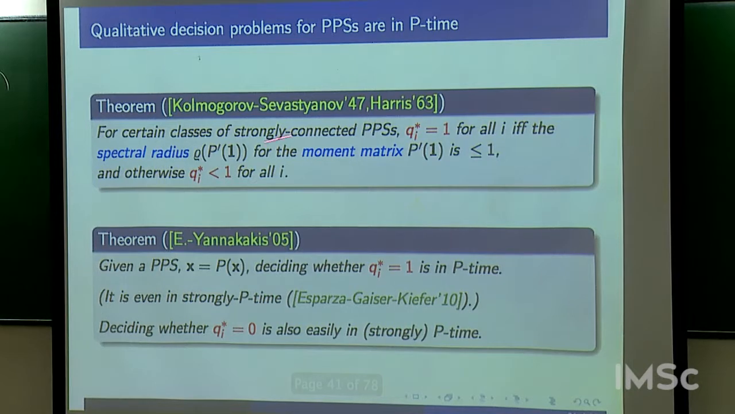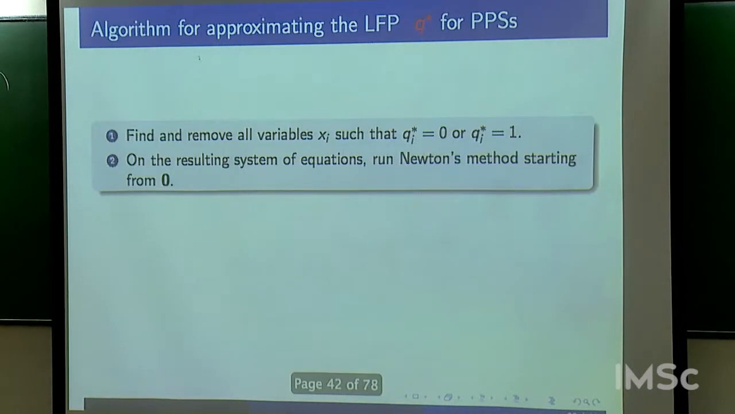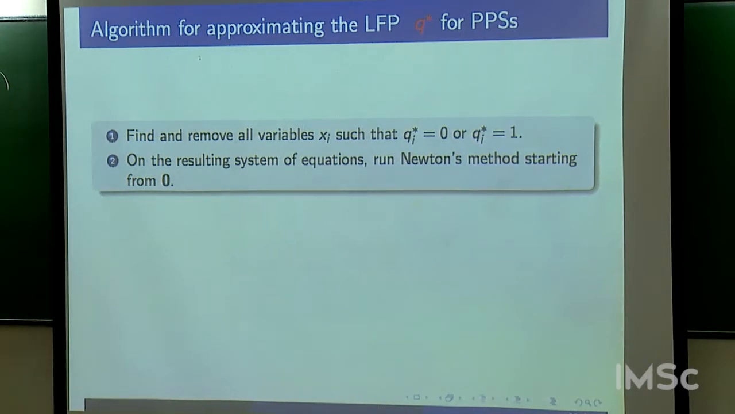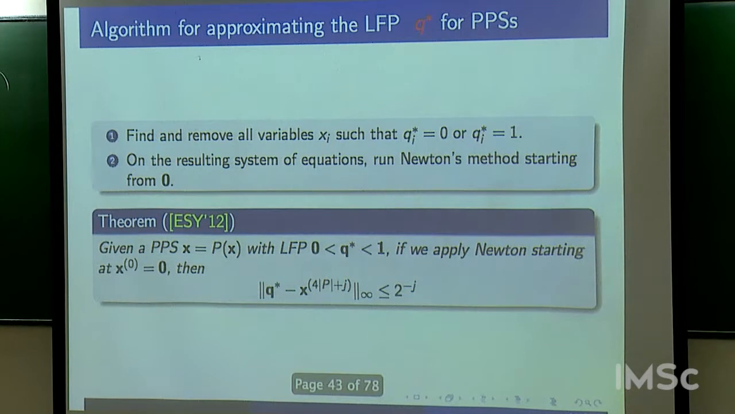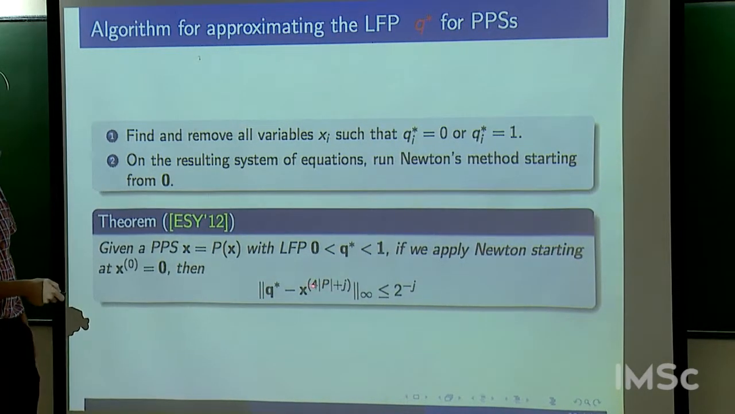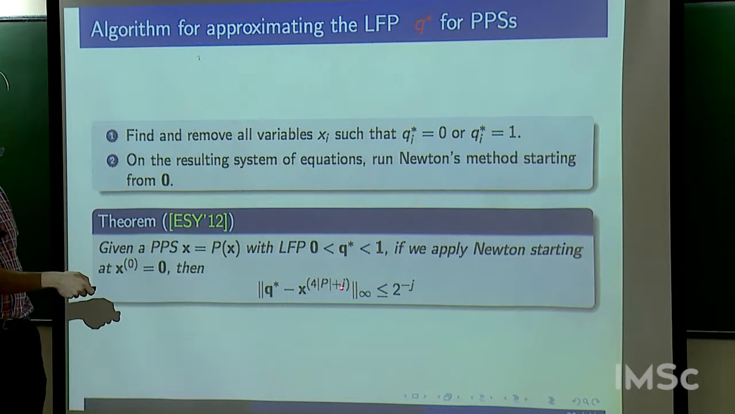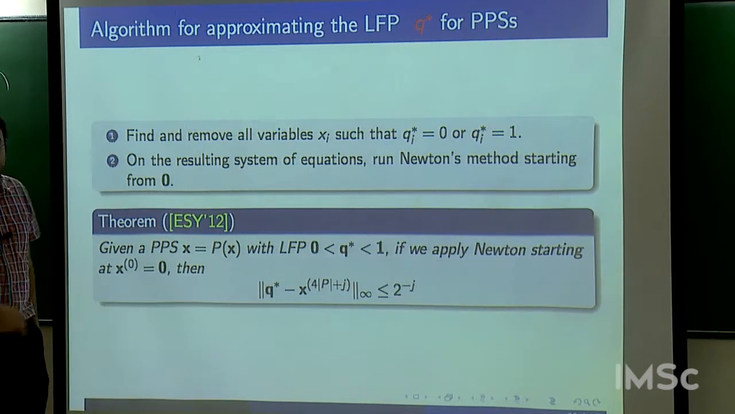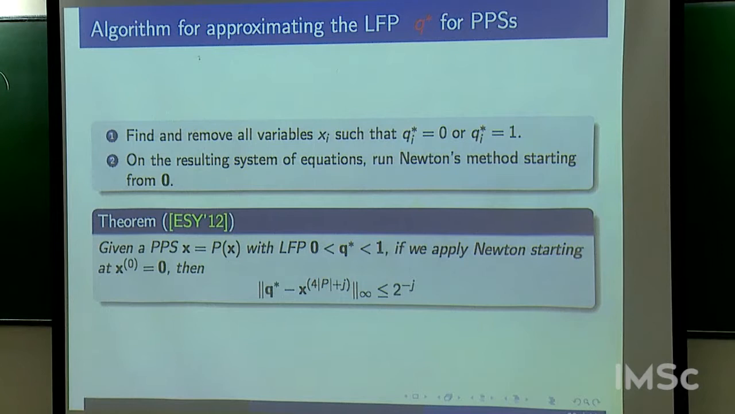Okay, good. So what's the algorithm? Now that we know how to remove the 1s and 0s, the algorithm is simply this. Find and remove those variables which in the least fixed point are 0 or 1. Remove them, plug in the associated values. You get a remnant probabilistic polynomial system of equations. On that resulting system of equations, run Newton's method. Okay, good. So what does that buy us? Theorem: all you need is a linear number of iterations, 4 times the encoding size of the system of equations plus j iterations, to get within j bits of precision.